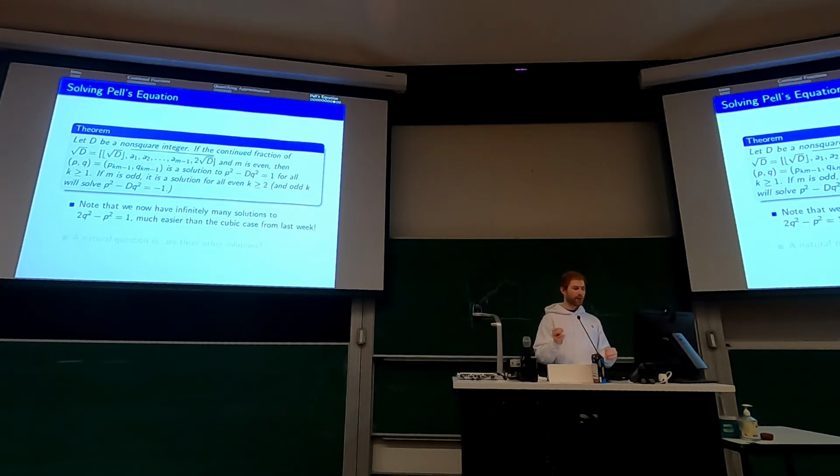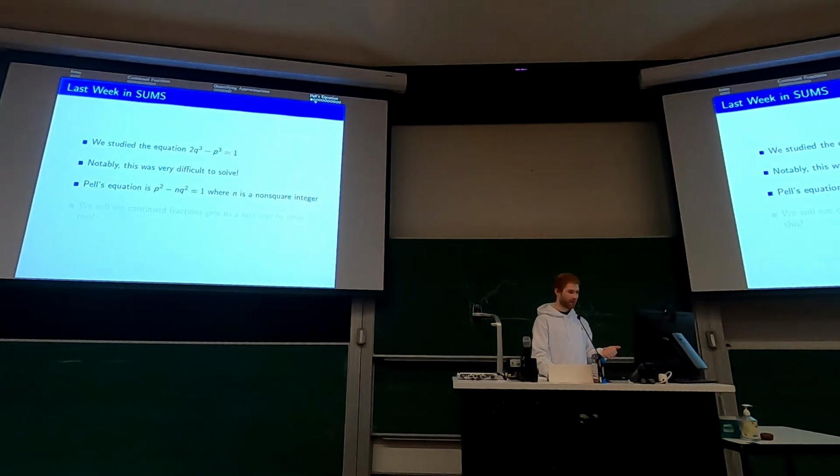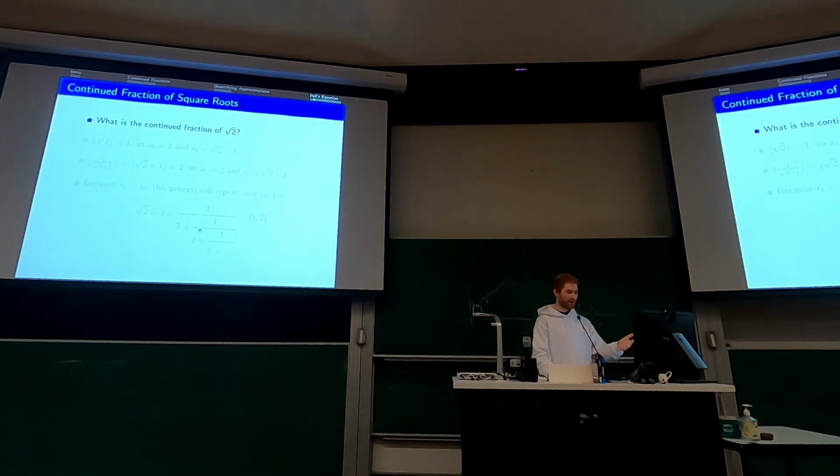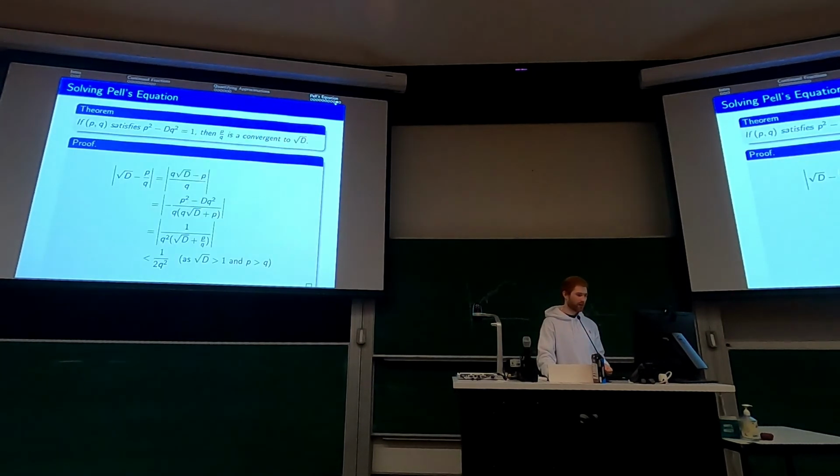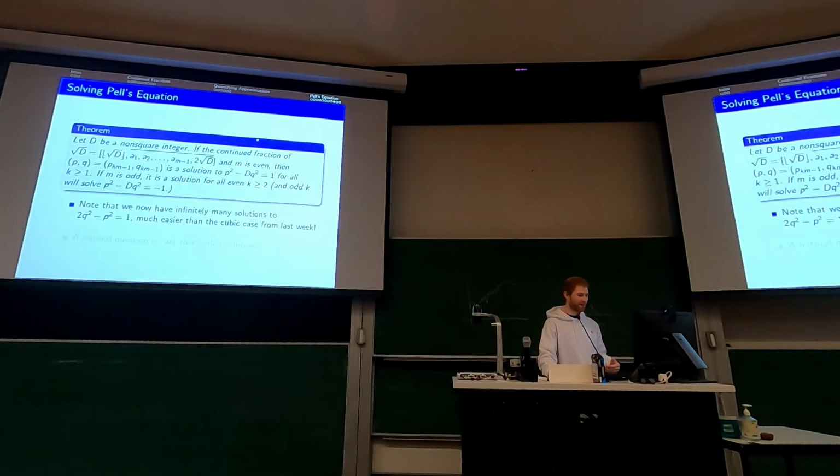Another thing to note is, in the odd case, we also get solutions to negative Pell's equation, right? And what that means is we can take d equals 2, which, if you remember from here, had just one period. It had an odd period. So we can take d equals 2, and we can solve p squared minus 2q squared is equal to negative 1, because that's an odd period. And we get infinitely many solutions by taking all the odd k.